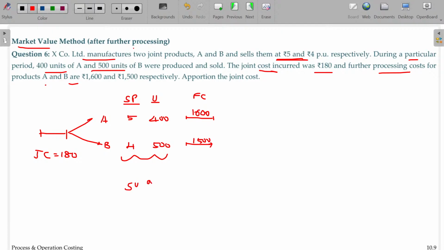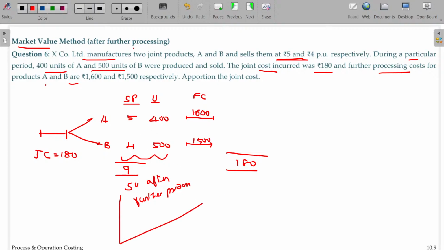Sale value after further process. Then the joint cost 180 can be apportioned using what? Sale price. Allocated joint cost, 180.